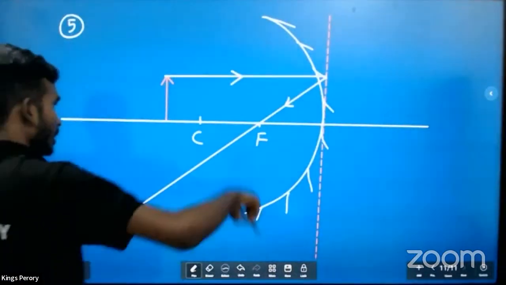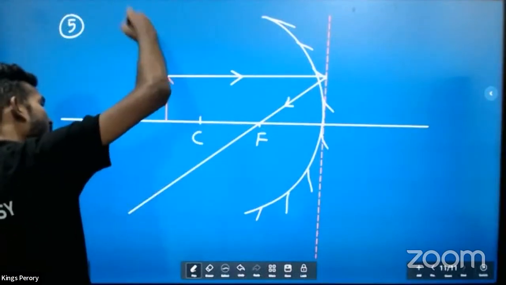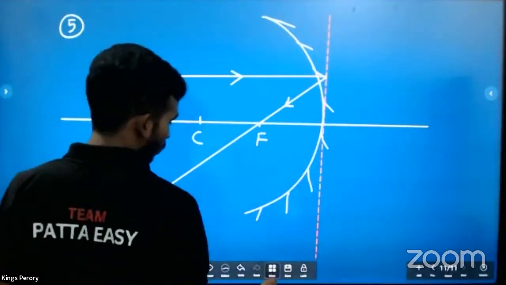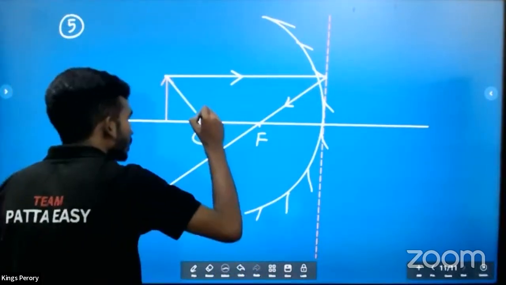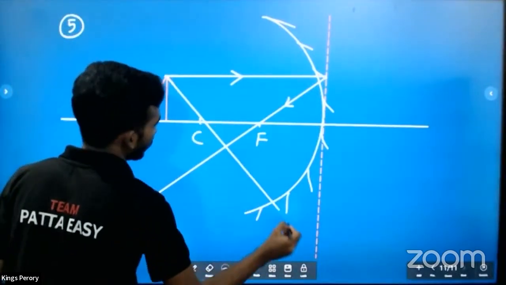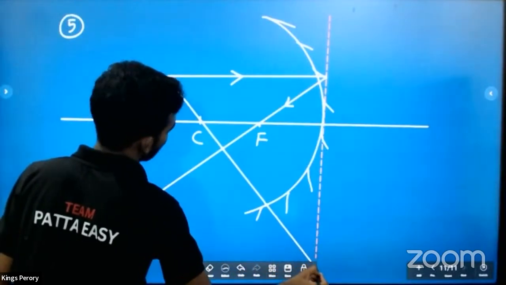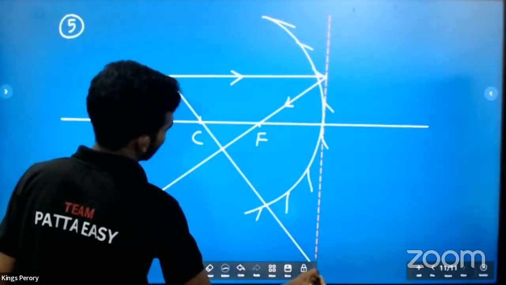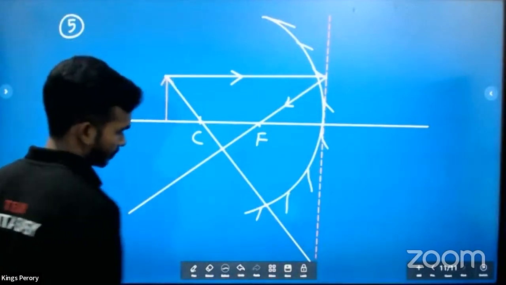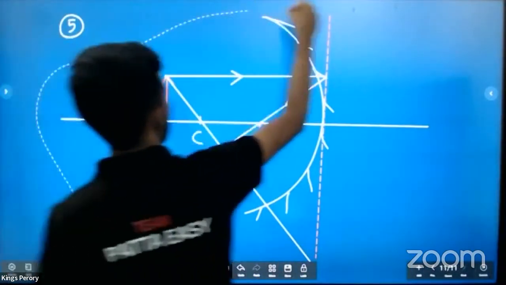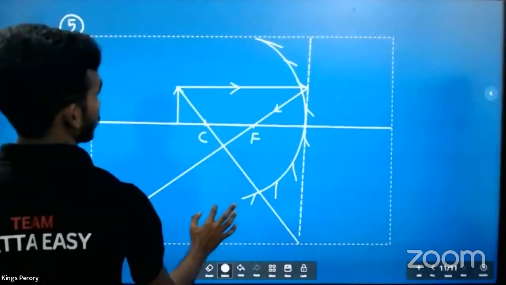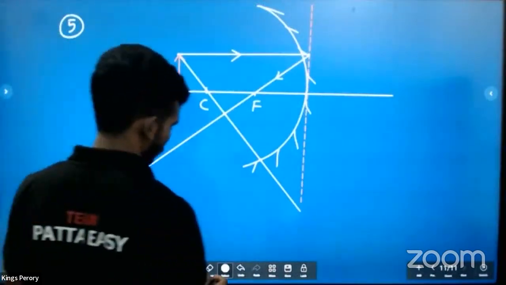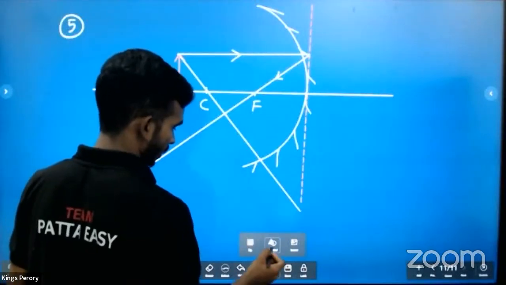The other ray goes through the center of curvature touching the head, which means somewhere like that. Take it up to the dotted line. I'll make the diagram a bit smaller. So somewhere up to there, the ray will travel.